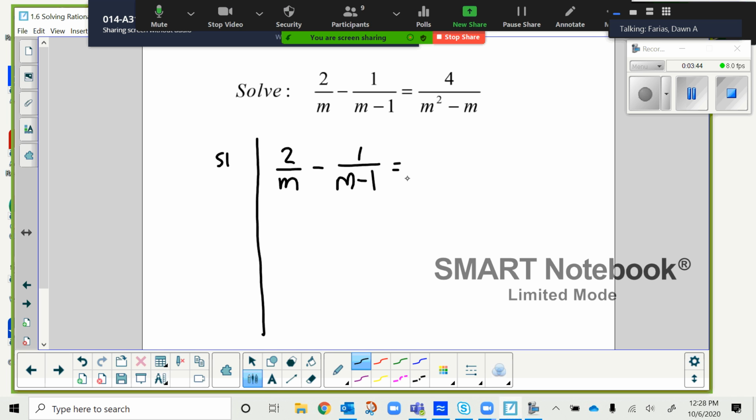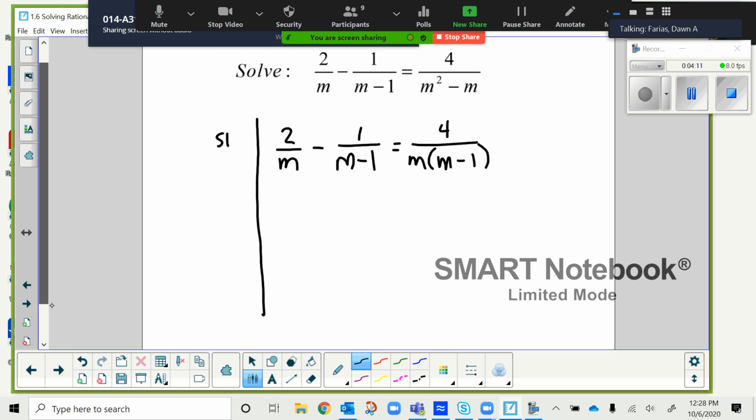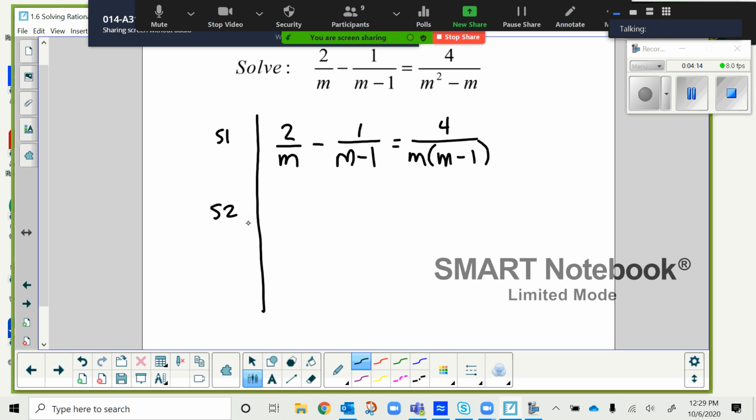They're not being multiplied, so there's nothing else that we can do there. And then on the third fraction, I can factor the denominator. M squared and negative m, they have a GCF, so we can rewrite this as m times m minus 1. And so here's step 1. We factored all the denominators, okay? Step 2 says to multiply every single term by the LCD, or the least common denominator. And I'm going to show you how to build that up step by step.